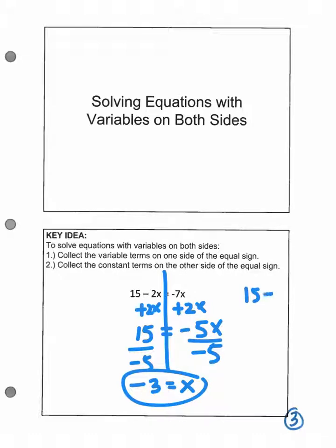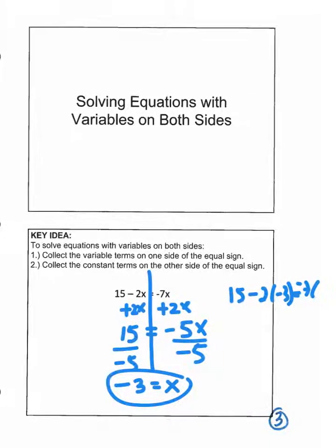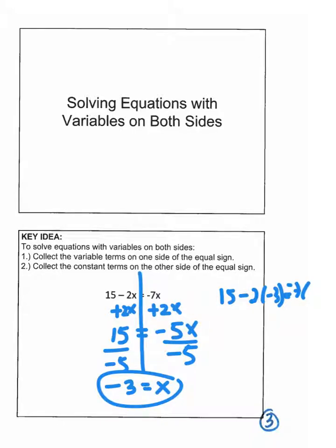15 minus 2 times negative 3 should equal negative 7 times negative 3. Slide that over. So negative 7 times negative 3. So 15 plus 6 is equal to 21. So I know that I did that correctly.